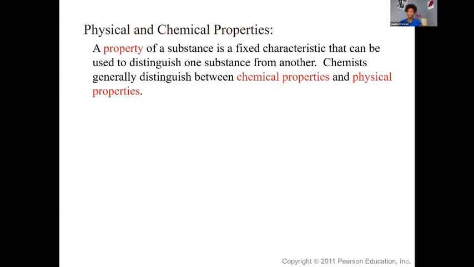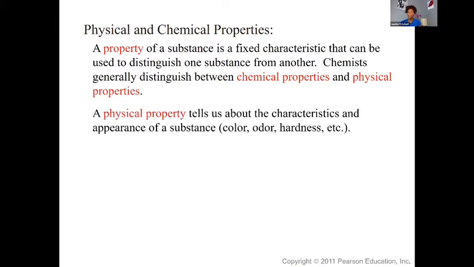And so now we're going to be talking all about the different properties associated with matter that we may encounter. Now, there are two main types of properties that we think about when we're talking about classifying matter, and those are what are known as either physical properties or chemical properties. Now, these properties are fixed characteristics that can really help us distinguish one substance from another. And so we like to be able to understand what properties are associated with a substance to help classify or distinguish it from something else.